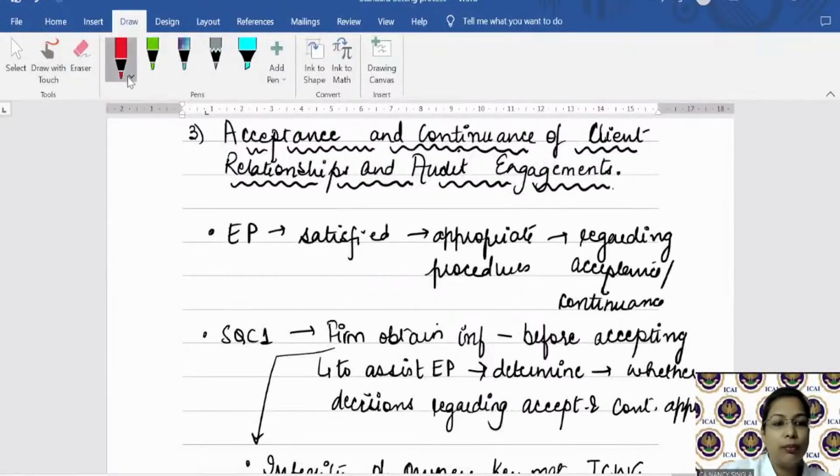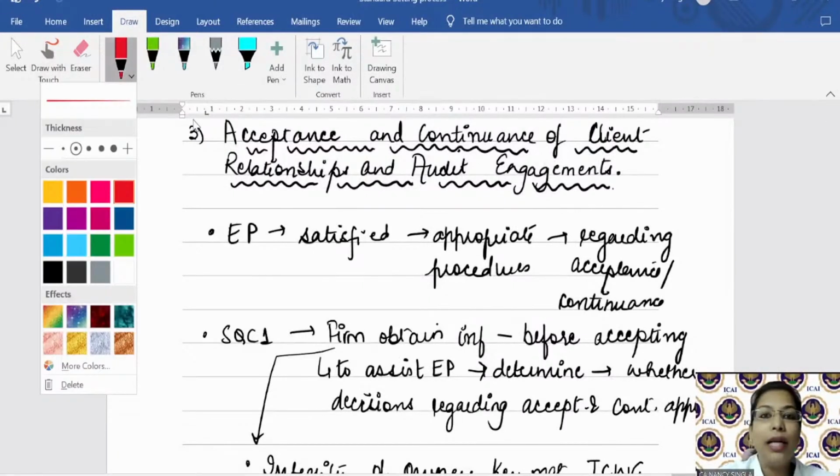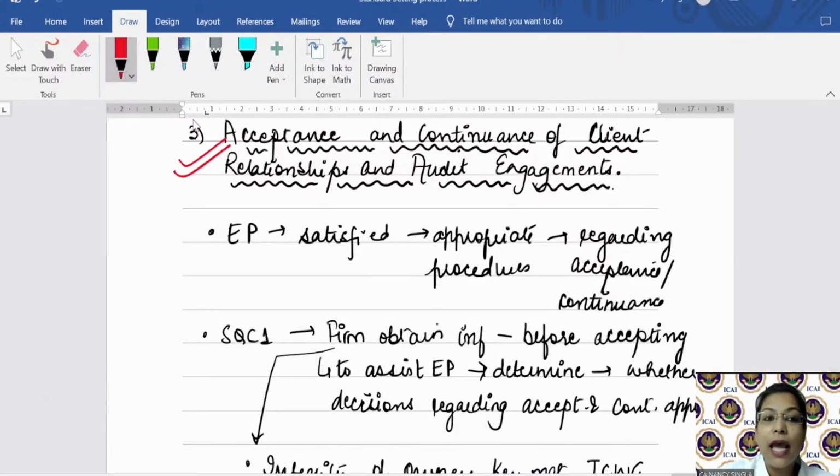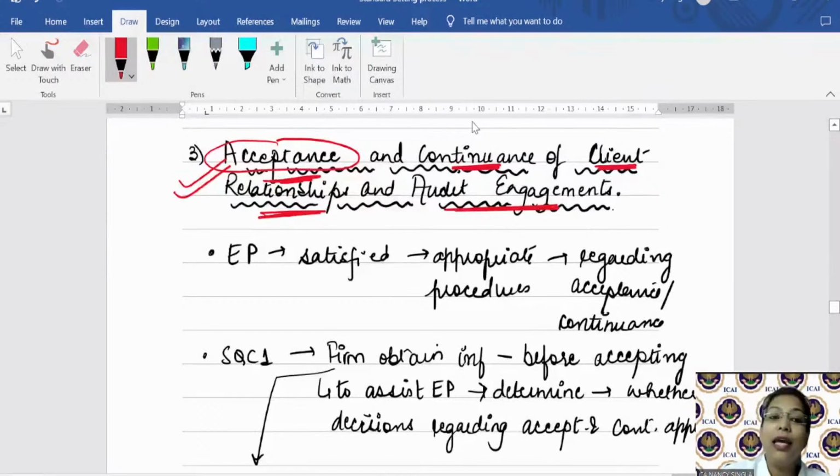So the next point is what? In order to maintain the system of quality control, a firm should have policies and procedures with respect to acceptance and continuance of client relationship and audit engagement. Acceptance and continuance. तो acceptance क्या है? जहां पर you are conducting the audit for the first time, तो उसको accept करें या ना करें। Continuance का क्या मतलब है? When you were already the auditor last year and whether to continue the audit this year.